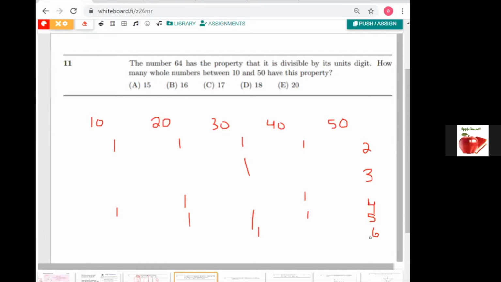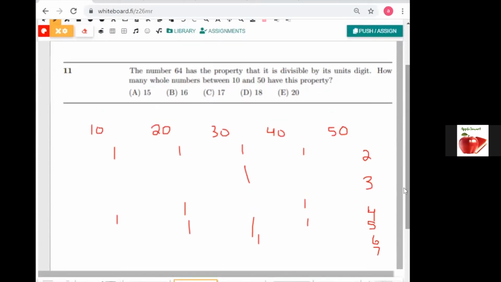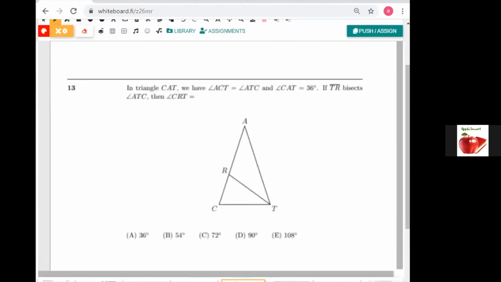So 7. Is 17 divisible by 7? No. 27 divisible by 7? No. 37 divisible by 7? 47 divisible by 7? Anyway, I won't continue because I've run out of room on this problem, but that's how we would be working through each of these problems. Let's go on to the next one.